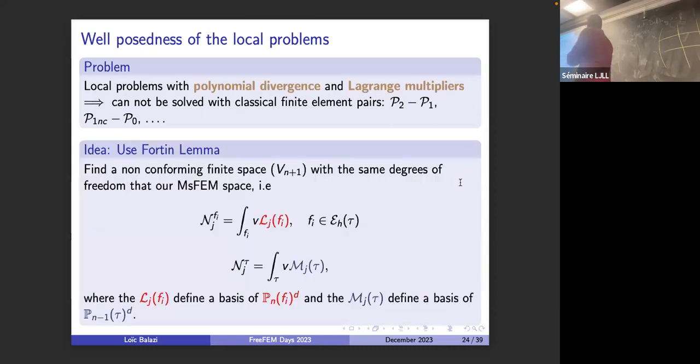So the idea was to use non-conforming elements. That is to say, the objective was to find a non-conforming finite element space with the same degrees of freedom as our multi-scale finite element space. That is to say, the set of degrees of freedom is given like this. It's given by the moments of the velocity against polynomials of order n on the faces, and moments of the velocity on the element against polynomials of order n minus 1.